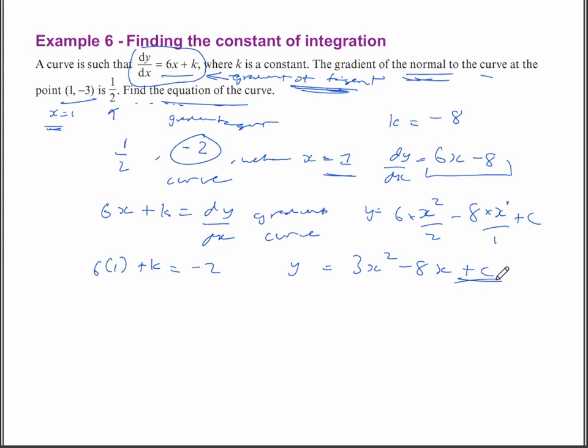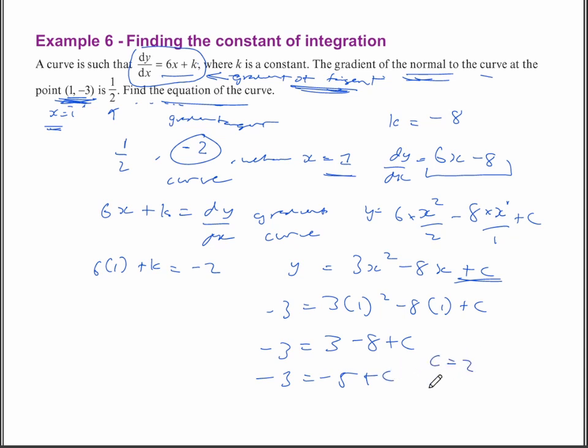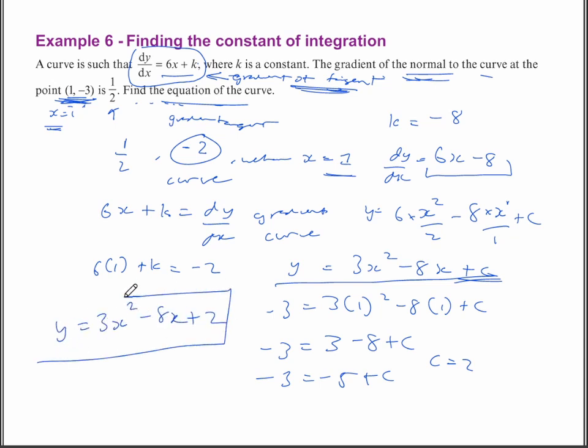But we don't have our value of c. But what we do know, from the information given, is that this is a point on the curve. Therefore, when x is 1, y is equal to -3, and we're going to do that here. So -3 is equal to 3 times 1 squared minus 8 times 1 plus c, which will be -3 is equal to 3 minus 8 plus c. So -3 equals -5 plus c. Therefore, c is equal to 2. Then rewriting this as our equation, we will get y is equal to 3x squared minus 8x plus 2. That will be our equation of the curve.